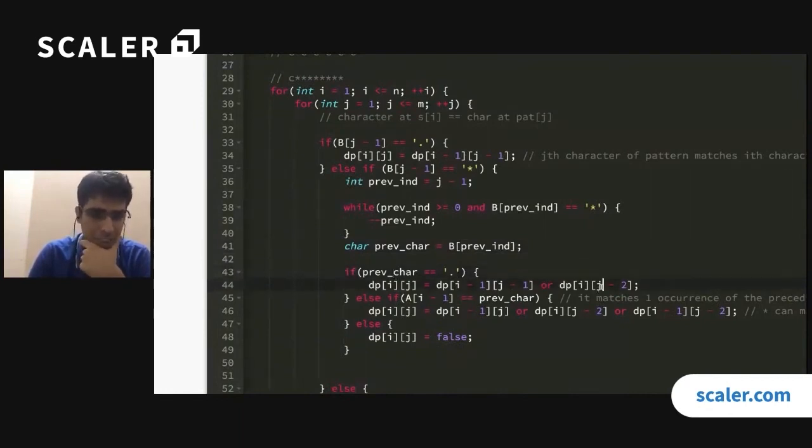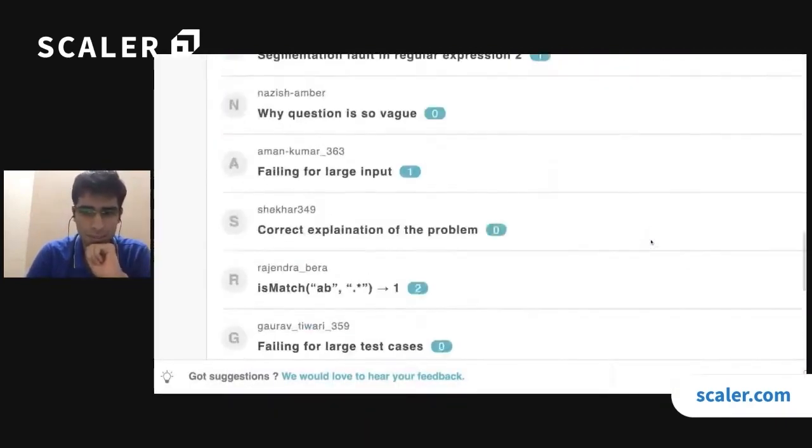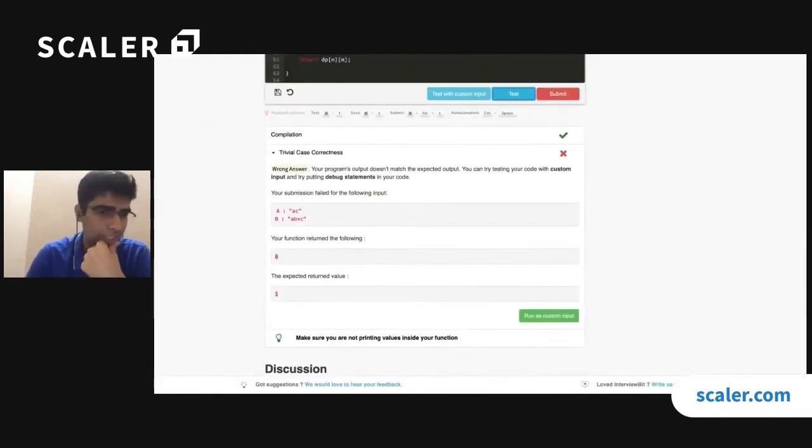Now this j will be nothing but, I think let us actually first try to see what all cases it passes. Let us then try to see. So we are failing at this case. And why? Because this is a zero occurrence of this and this should match, right? And A, B star C means zero occurrence of this. So this should return true.